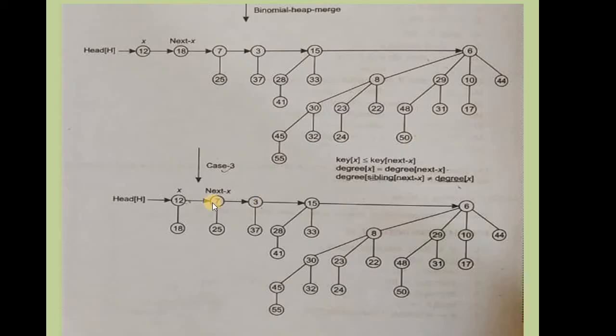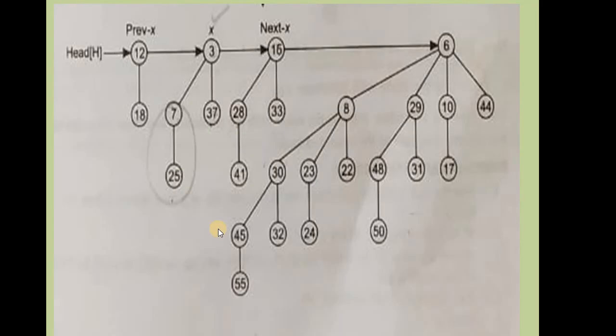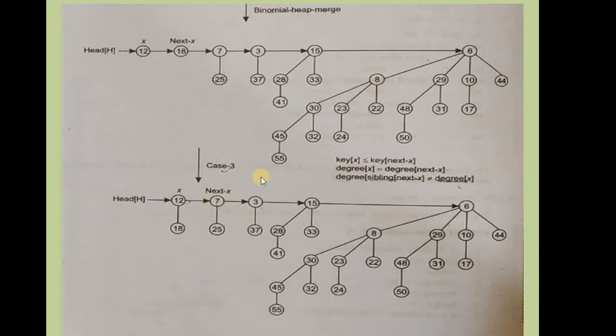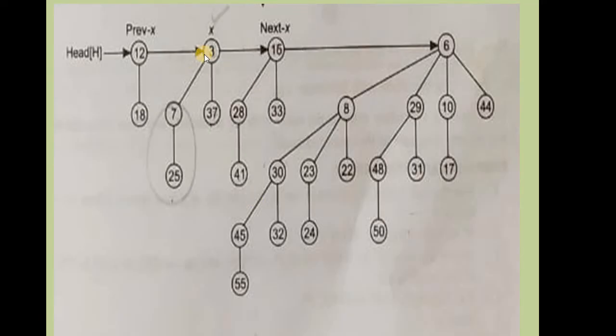Then what we need to do is link these two same degree trees. Again, following the min heap property, this is with the smaller key and this is with the larger key. So this tree will become the left child of this node with key value 3. So let's see in the next step, you can see this is 3 and this is now the left child of the node with key value 3.